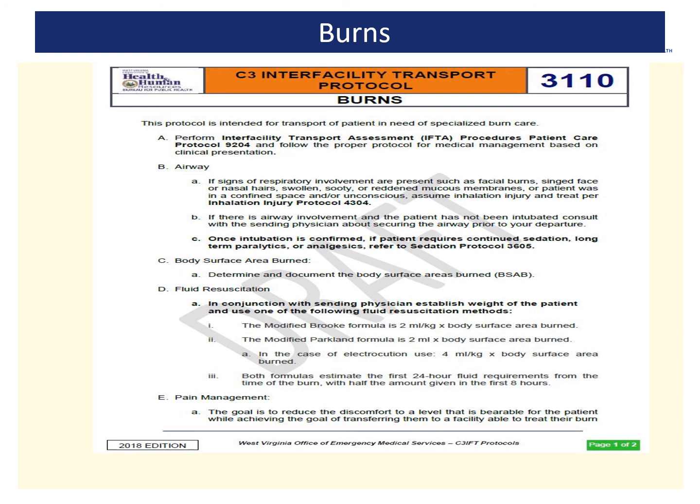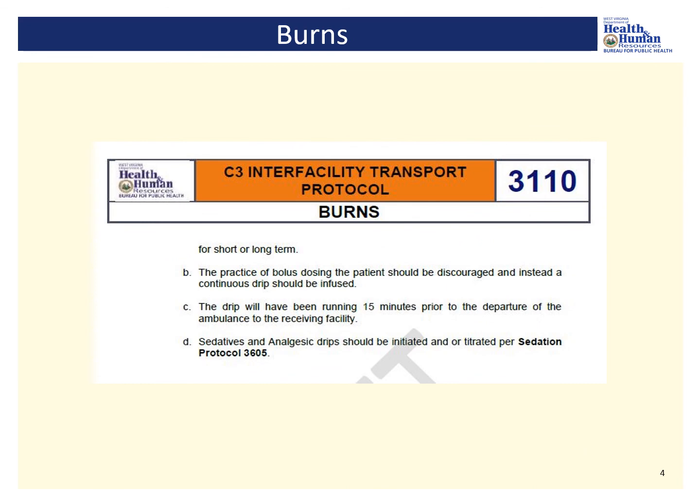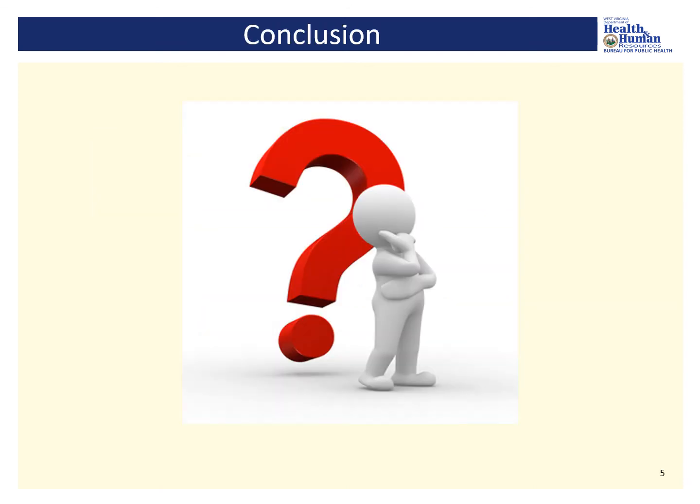Pain management. The goal is to reduce the discomfort to a level that is bearable for the patient while achieving the goal of transferring them to a facility able to treat their burn. For short or long term, the practice of bolus dosing the patient should be discouraged, and instead a continuous drip should be infused. The drip should be running 15 minutes prior to the departure of the ambulance to the receiving facility. Sedatives and analgesic drips should be initiated and/or titrated per the sedation protocol 3605. This concludes the presentation on burns.